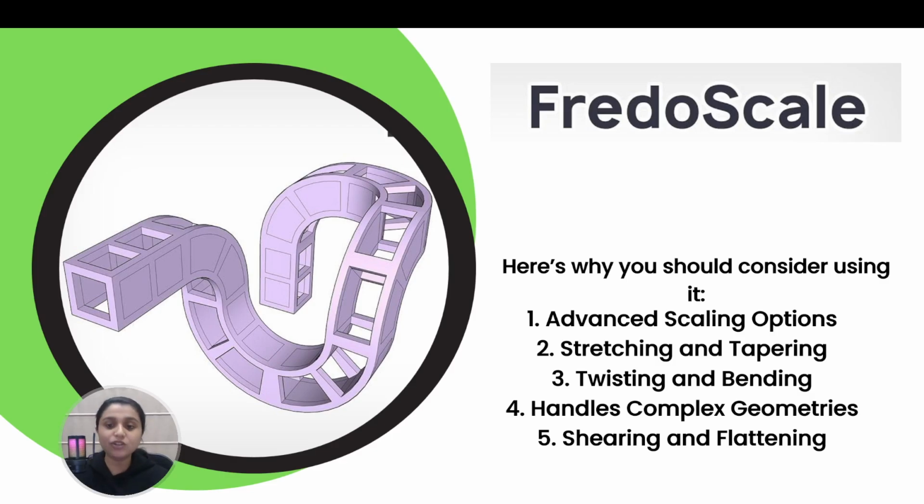And the best thing about this is that it can handle complex geometry. So I'm not just talking about one ribbon, I'm talking about something like you see on the screen in lavender. So this is the kind of shape you can actually scale up, scale down and modify using Fredo Scale. It will help you if you want to flatten something, if you want to shear something, all of those things are possible with Fredo.